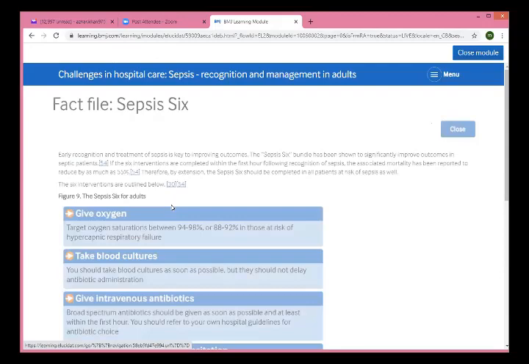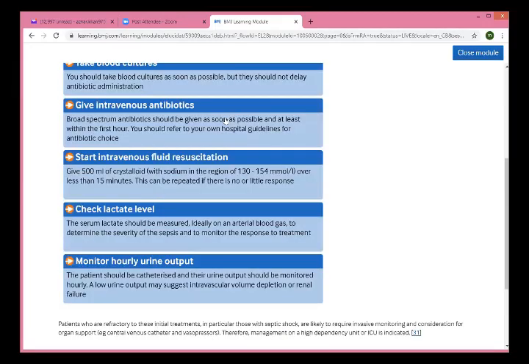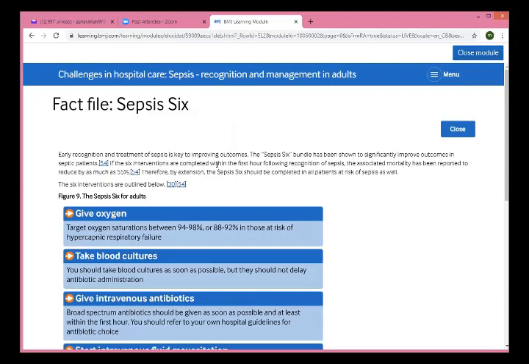So this is very important. You give oxygen. So target oxygen for patients who do not have any pre-existing lung disease is 94 to 98%. And patients who do have a pre-existing lung disease and are at risk of CO2 narcosis or CO2 retention, their target oxygen therapy is 88 to 92%.